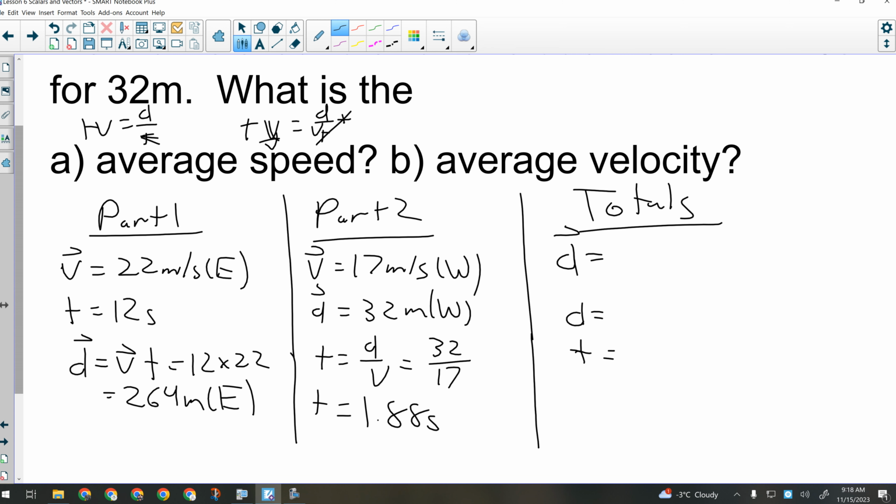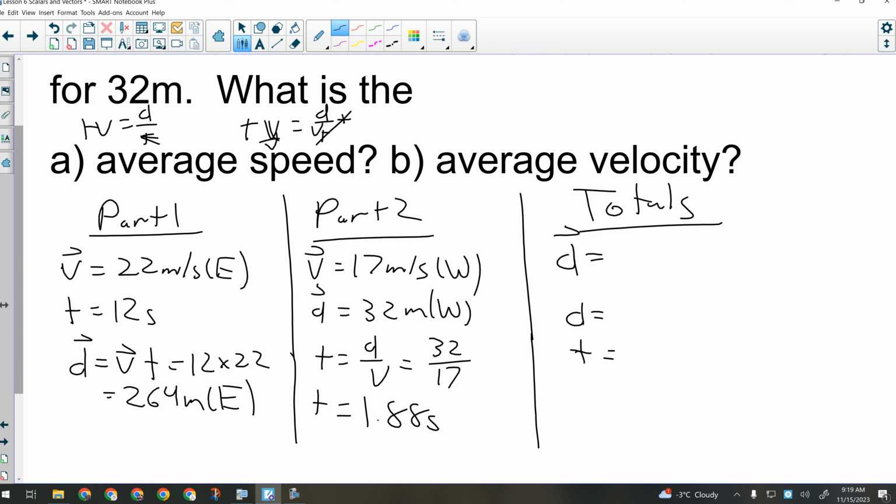Okay, now do I have enough information to find my total displacement and total time? Is part 2 a much smaller part of the whole trip? It is. Now this is what sometimes happens for people: they're like, oh, I want average velocity. I'll take this number and this number. I'll take 22 and add it to 17 and divide by 2. Because you've been taught all your life that that's how you calculate averages. And it's true, if all the things you're averaging represent equal parts of the whole.